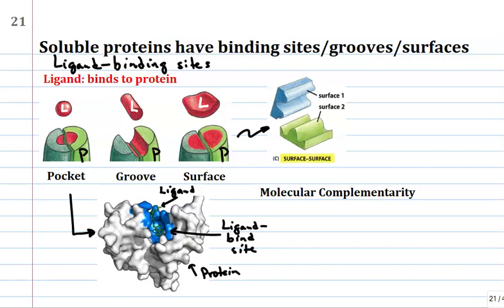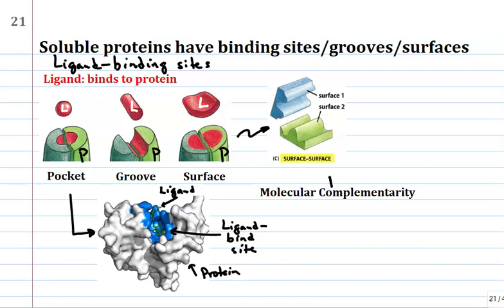If the ligand binding site is more of an extended thing, and it's still kind of deep and extended, we would call it a groove. If it's deep and not really extended, it's a pocket. If it's deep and extended, it's a groove. If it's shallow and extended, it's called a surface. A surface. And all of these rely on what we call molecular complementarity or molecular recognition.